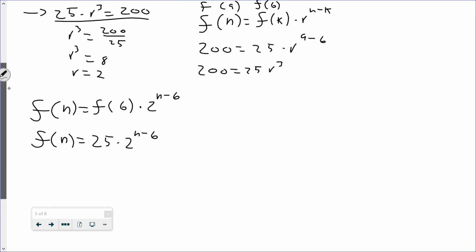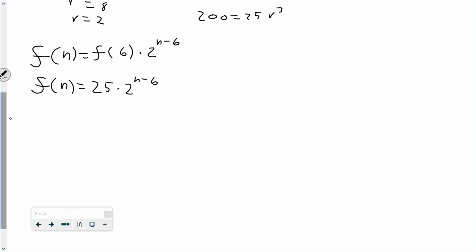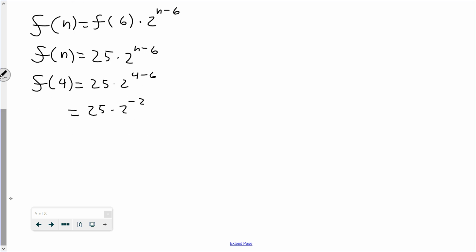So now I want to figure out what f of, I think it's 4, right? Yeah, f of 4. So just plug in 4 for n. F of 4 equals 25 times 2 to the 4 minus 6. So it's 2 raised to the negative 2 power. So what happens when you have a negative power? Yeah, you flip it, you make the reciprocal. So it becomes 25 over 2 squared, or 25 over 4. And that's your answer.